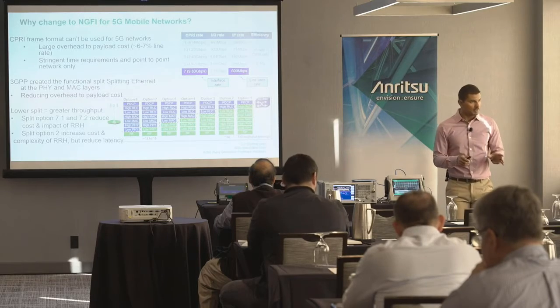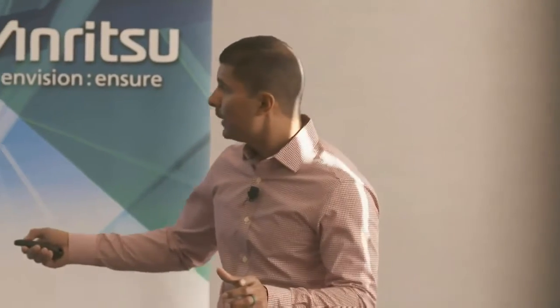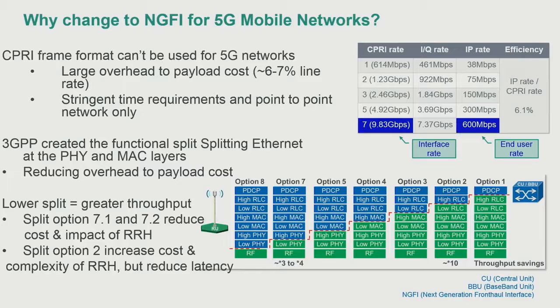What you're seeing most companies do is standardize on what's called ORAN, the Open RAN, and they're defining 7.1 and 7.2 as the most desired functional splits. The reason is that 7.1 and 7.2 have the best balance of efficiency and throughput as well as low latency. At 7.1 and 7.2, you also have the best opportunity for interoperability among vendors, which is what ORAN is focused on.